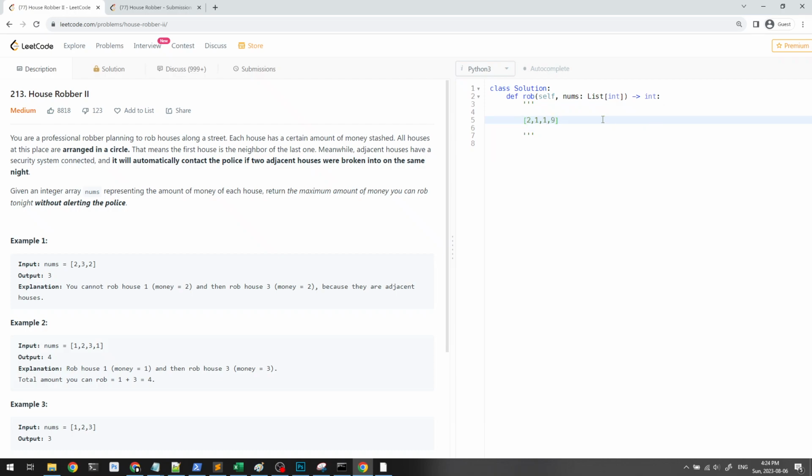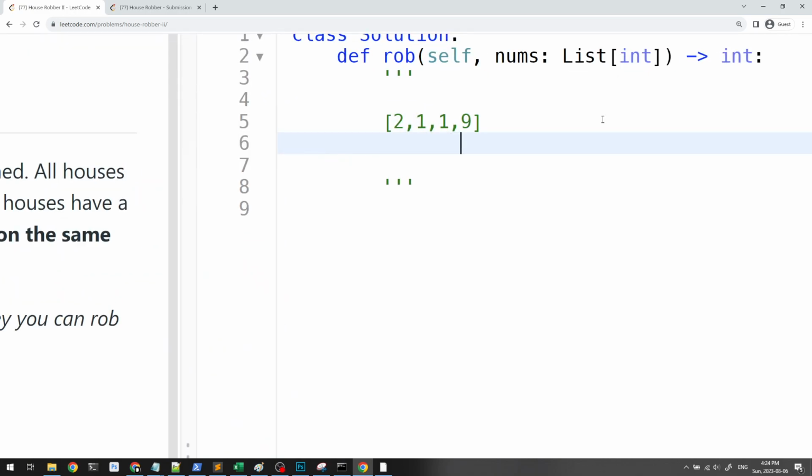So let's say we have something like this, right? And we want to determine if we can rob house n. So here, this is house i, and this is house j. Now, what is the best answer here? The best answer is actually 11, right? It means we can rob this, and then we can rob this. So the best answer here is 11.